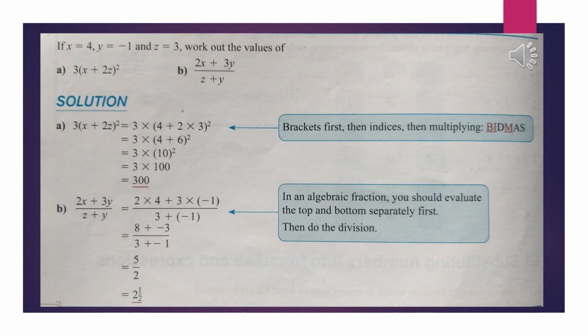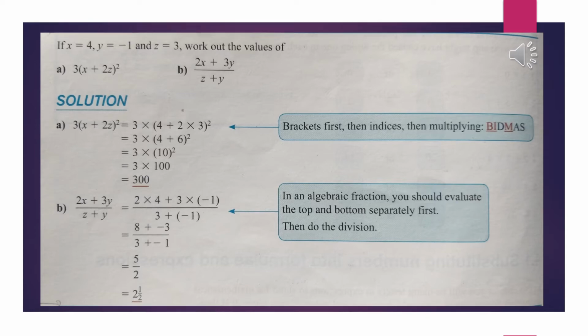That comes to 8 plus minus 3, divided by 3 plus minus 1. Final answer 5 by 2, which is an improper fraction, that is equal to 2.5. In algebraic fractions, you should evaluate the top and bottom separately first, then do the division.